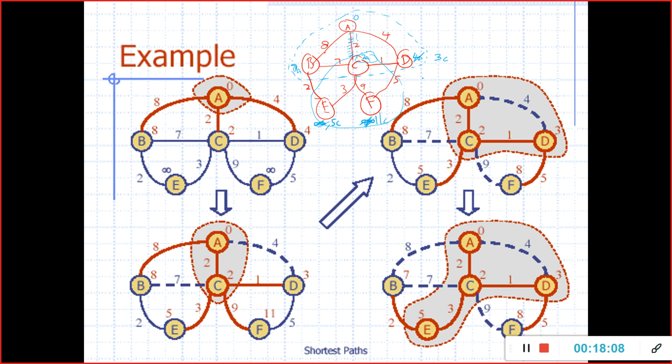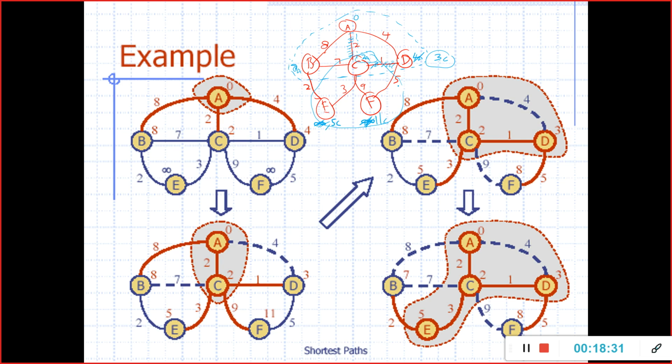Which one has the smallest number? 3, doctor. 3, okay, so this route is settled. So you started from here. What is the adjacent of D? C already done. A already done. So you have F. You have only F.